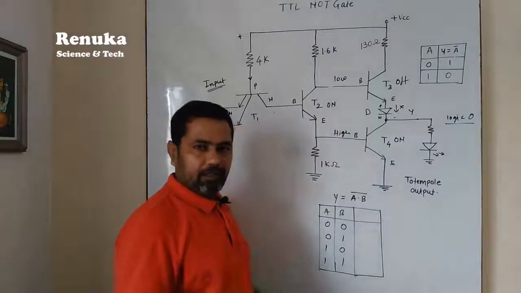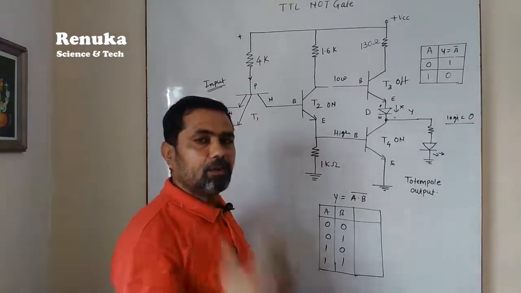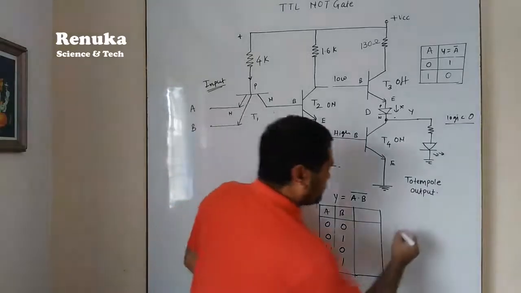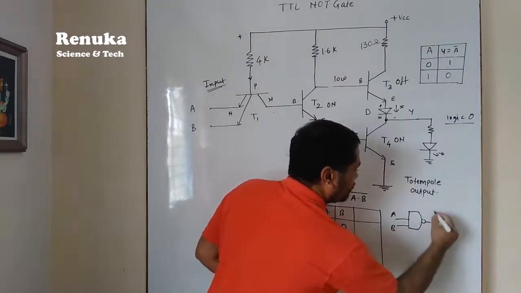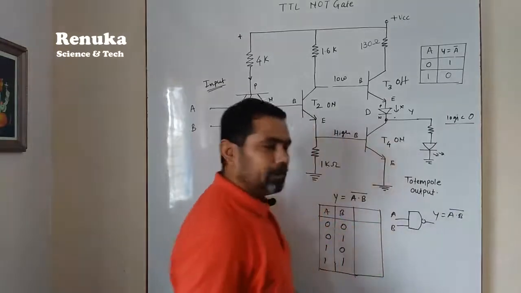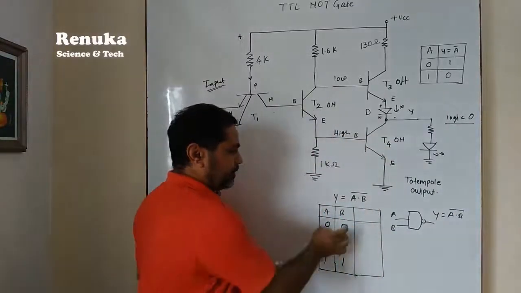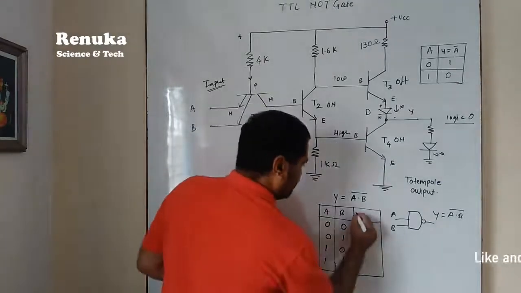NAND gate is an AND gate, and then the output of the AND gate is complemented. So its symbol is like this. These are the 2 inputs, and the output is given by A dot B whole complement. So it will first take a multiplication and complement it. We can have the truth table.